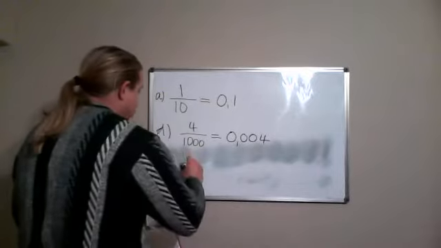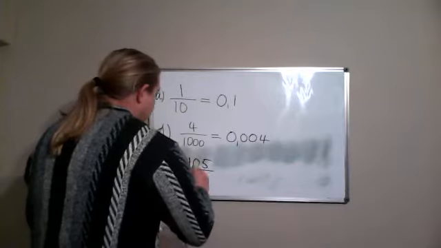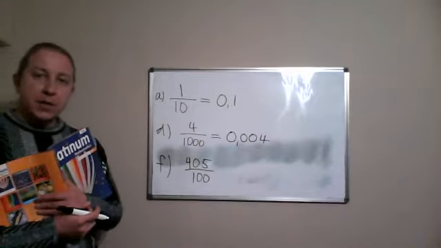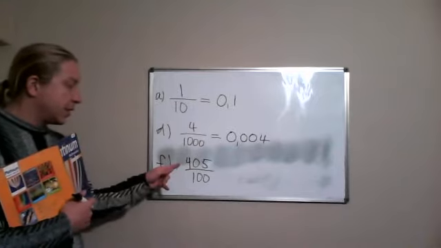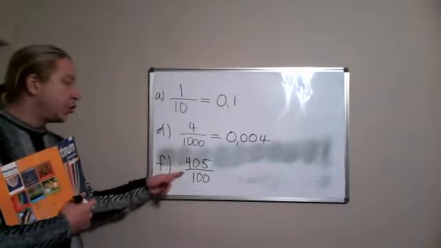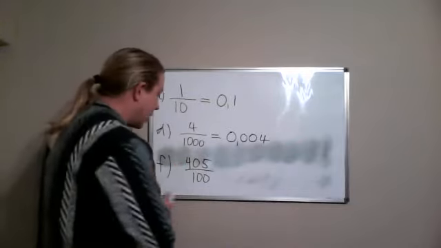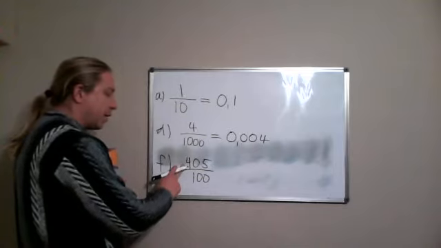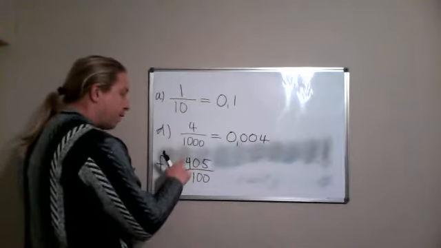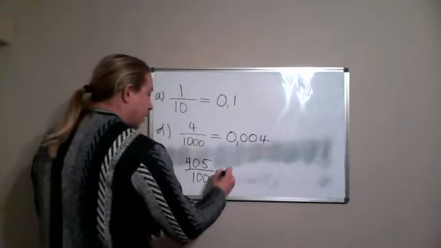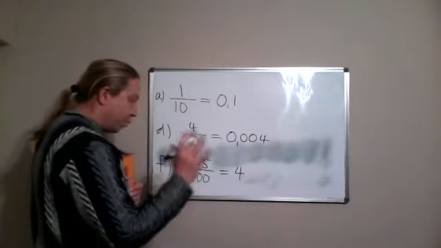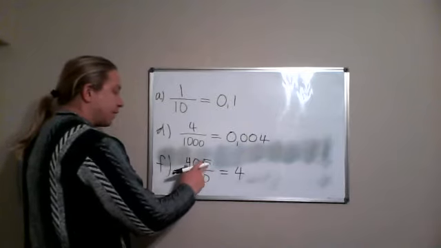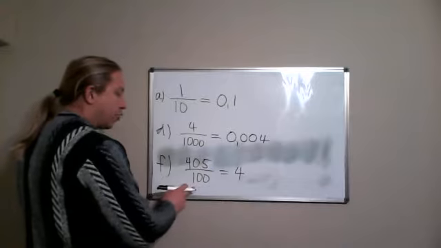405 over 100. Okay, well, are there any whole parts? Yes, because this is an improper fraction. So we have to change this to a proper fraction first. How many sets of 100 can I take off this 405? 4 sets. So 400 over 100 will give me 4 whole parts. And what are we going to be left over if we take 400 from here? We're going to have this 5 left over 100.